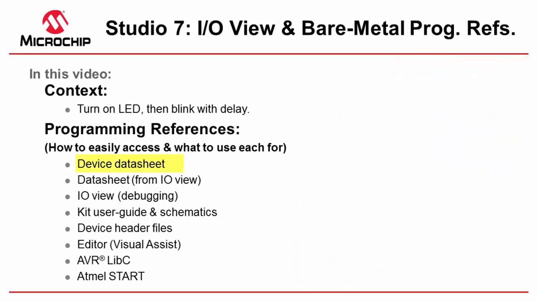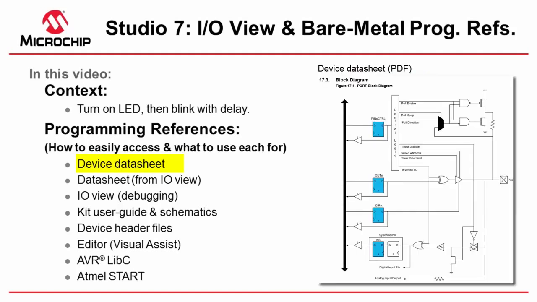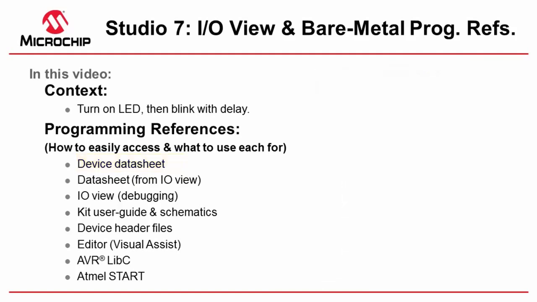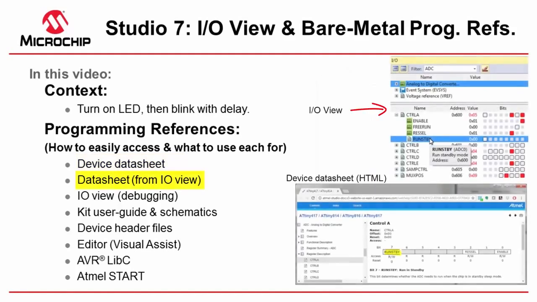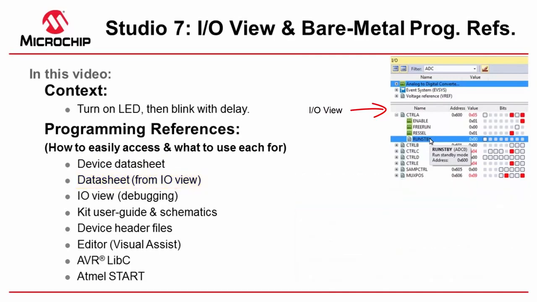I'm going to use the device datasheet to get an overview of the peripheral, typically with a block diagram. I'm going to use the datasheet from IOView in a more specific context of understanding the registers of the device that I'm working with. I'm going to use IOView when debugging to test functionality and to understand the current configuration of the device.